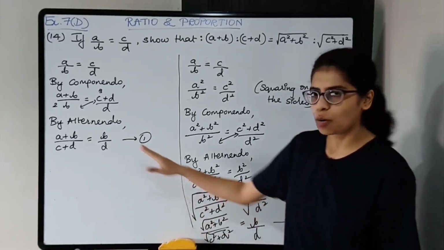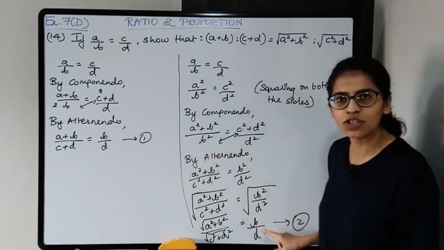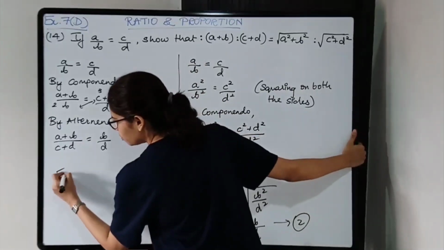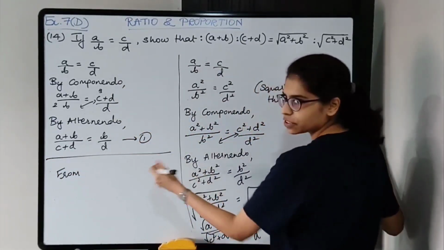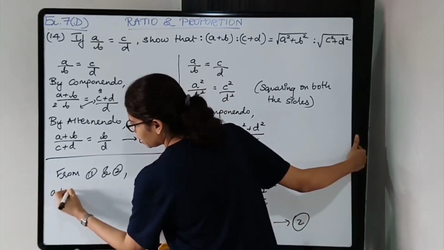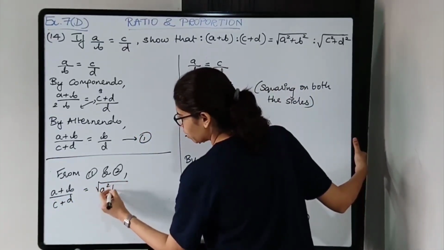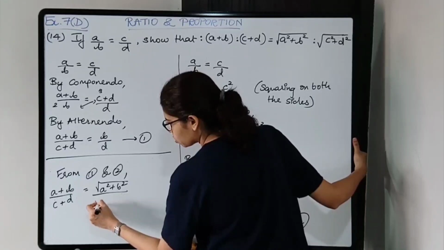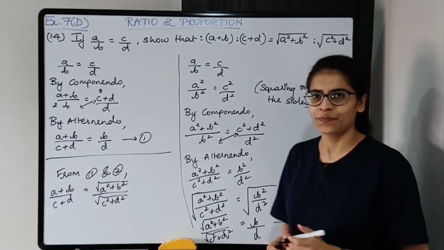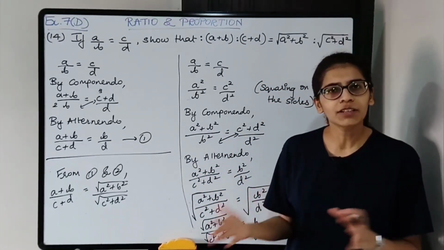So I can say from 1 and 2 this is equal to this, because RHS is same, so LHS will be same. So from 1 and 2, you write down after this, (a plus b) upon (c plus d) is equal to square root of (a square plus b square) upon square root of (c square plus d square). After this you write down hence proved. Again, the property is not that tough, but the K method over here would be easier.